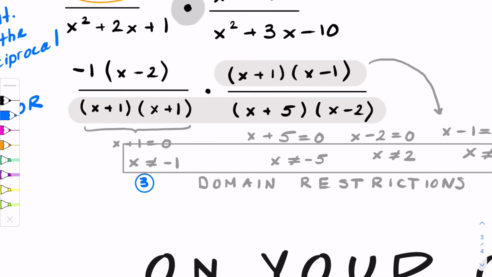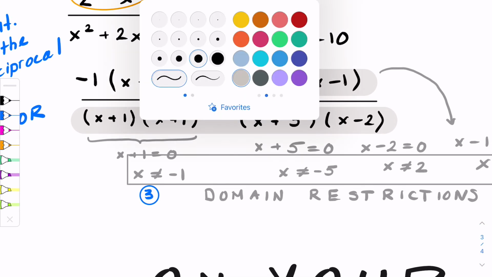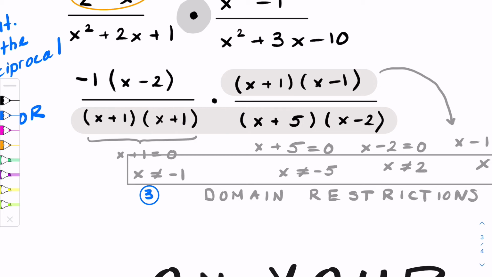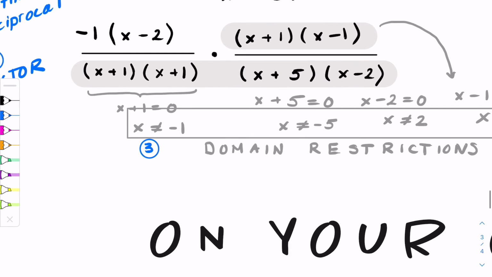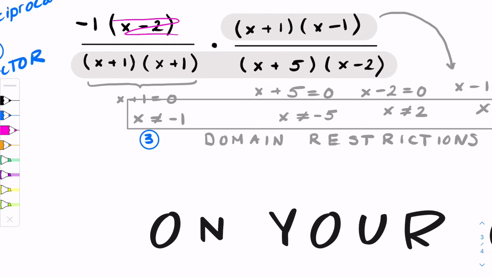And now I can go ahead and eliminate any common factors. So I see that I have a common factor of x minus 2. I can eliminate that factor. I see that I have a common factor of x plus 1. I can eliminate one of those. Make sure you only do one numerator to one denominator. And it looks like that's it.